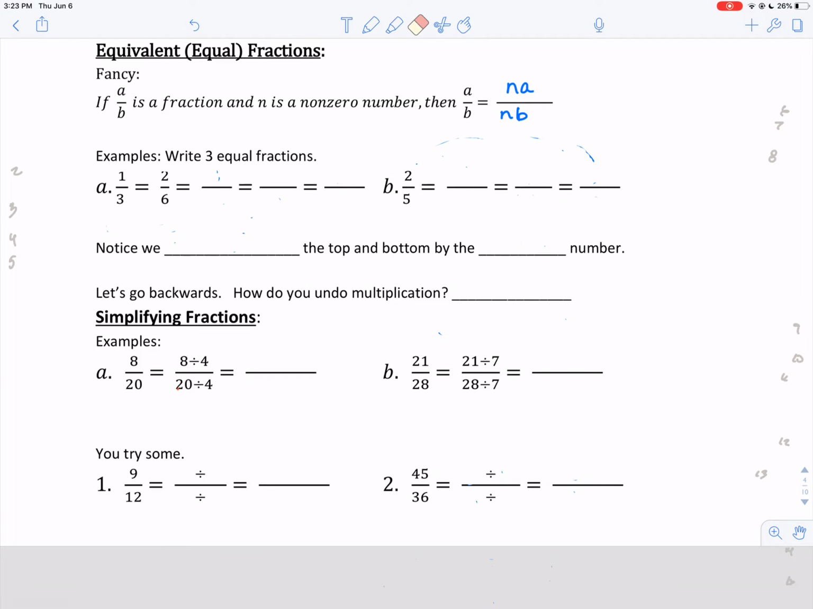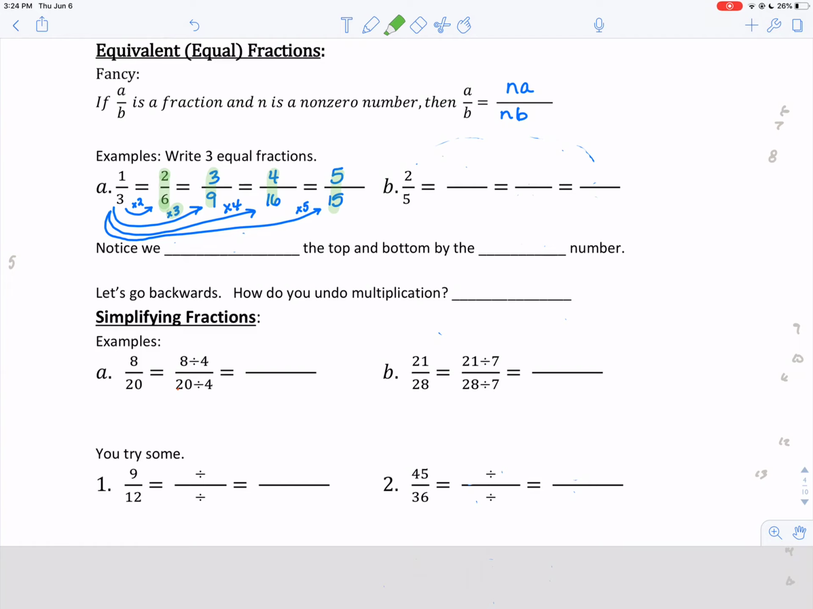We have 1/3. We want to write three equivalent fractions. They did the first one for you, 2/6. You might notice that I multiplied the top by 2 and the bottom by 2 and got 2/6. You could also multiply the top by 3 and the bottom by 3 and get 3/9. Or you could multiply the top and bottom by 4, or you can multiply it by 5. Therefore, we have 1, 2, 3, 4 fractions that are equal to 1/3.